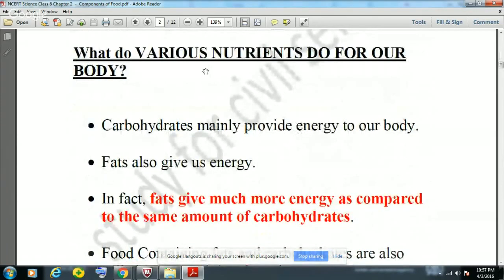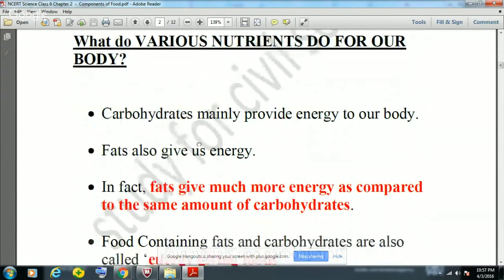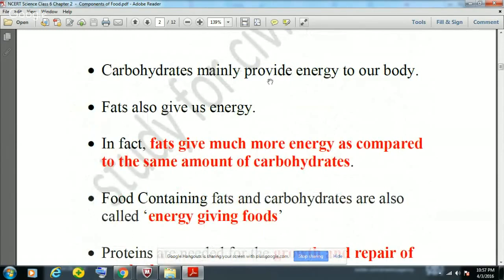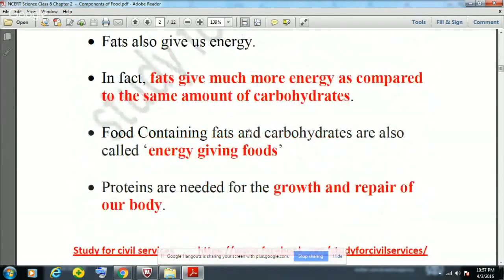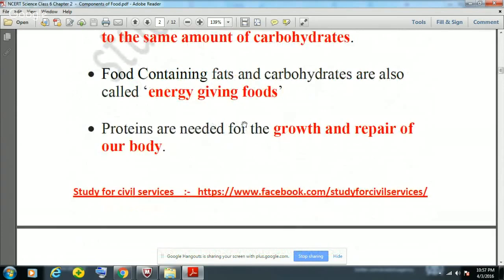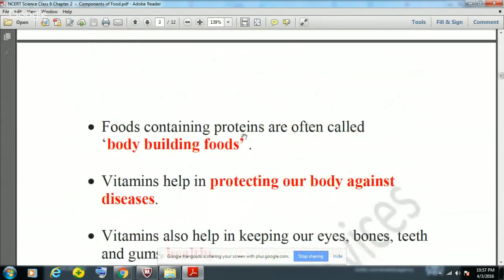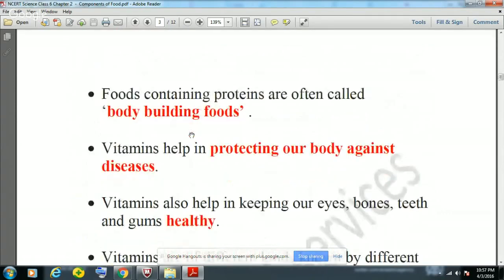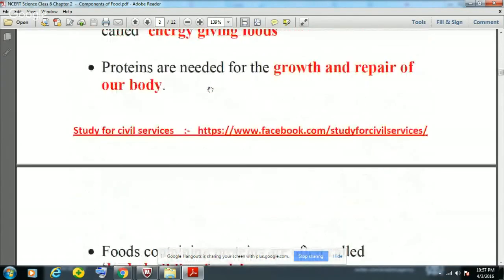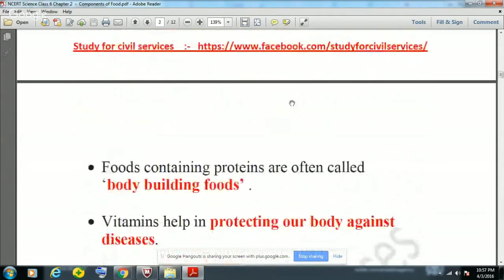Now this is very important. What do various nutrients do for our body? First is the carbohydrate. It mainly provides energy to our body. Then fat also gives us energy, but fat gives us more energy than carbohydrate, and that is why it is written that fat gives much more energy as compared to the same amount of carbohydrate. Food containing fat and carbohydrate are also known as energy giving food. Now proteins are needed by the body for growth and repair, and food containing proteins are known as bodybuilding foods because it helps the body for growth and repair.